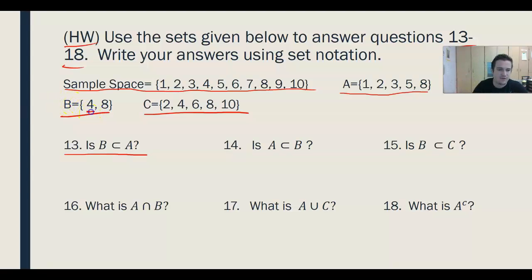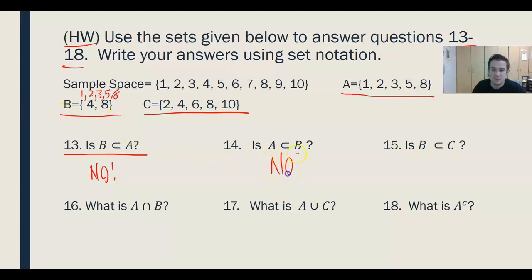So in B I have 4 and 8. So let's look at set A, because if B is a subset of A, then 4 and 8 had better be in set A. I have an 8 here, but I don't have a 4, so no. B is not a subset of A. Is A a subset of B? That would mean all the elements of A also have to be in B. So do I have a 1, a 2, a 3, a 5, and an 8 in set B? No, I do not. Bummer.